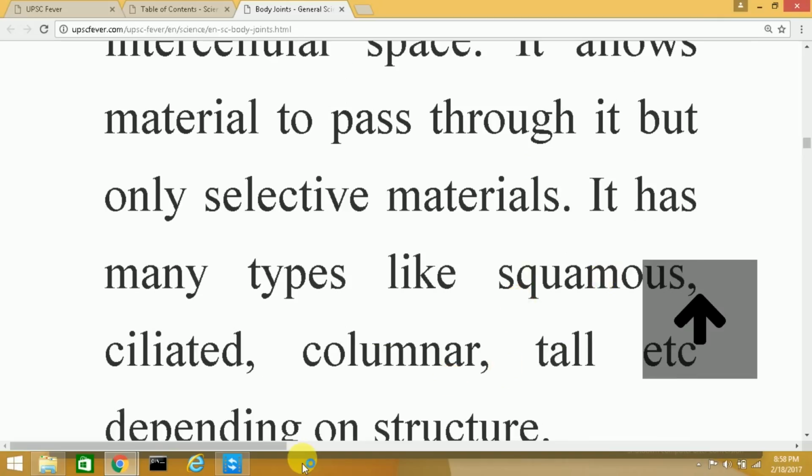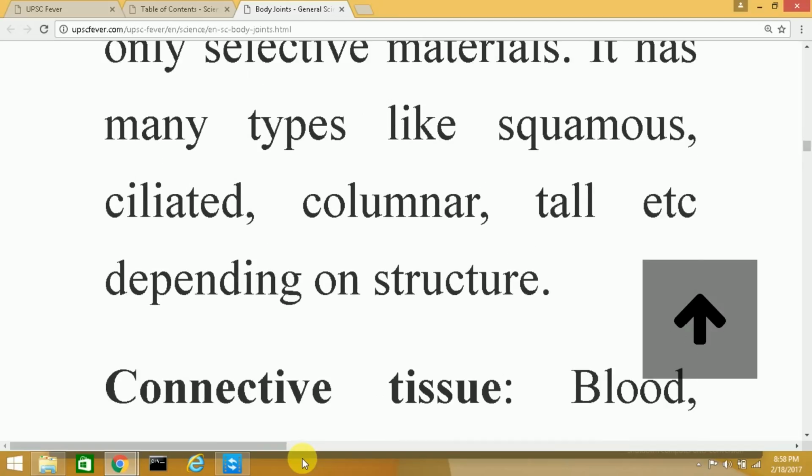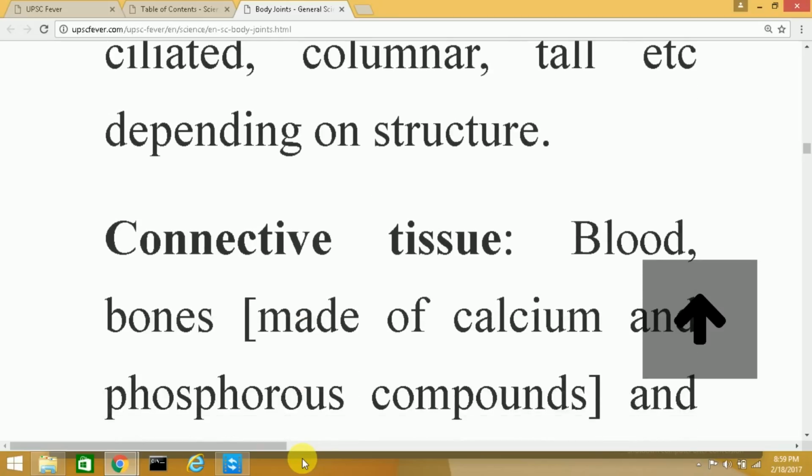The next is the connective tissue. Blood is a type of connective tissue. Then bones also connect different parts. Bones are made up of compounds of calcium and phosphorus. This was a question asked in the CDS exam, so you can answer that question now.